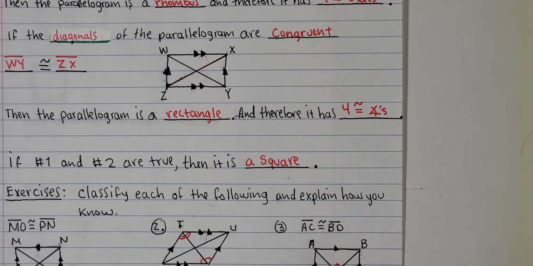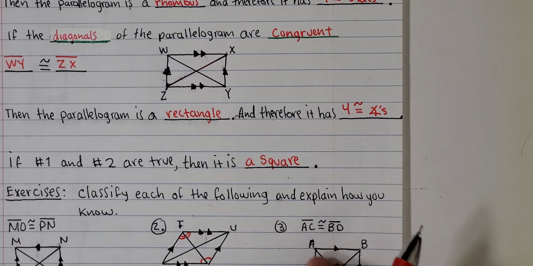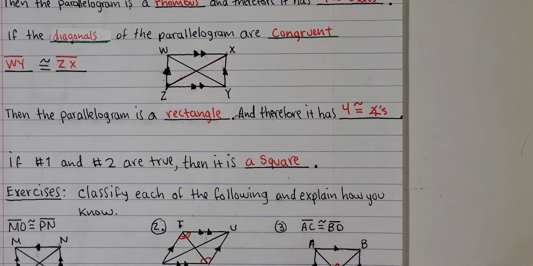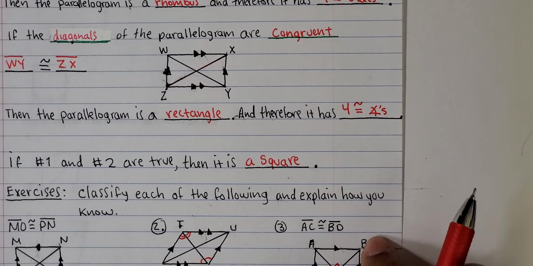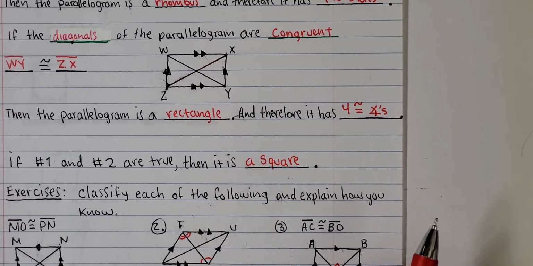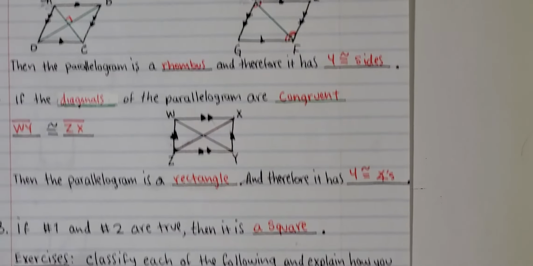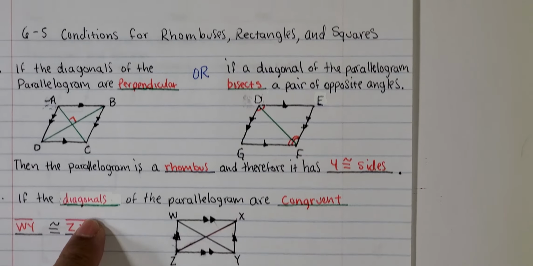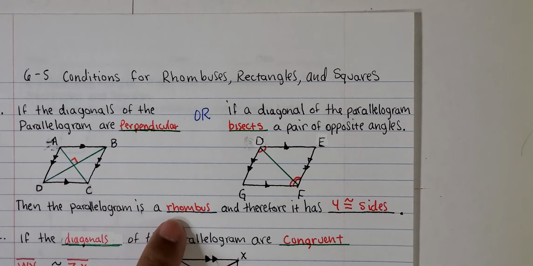On example number three, we're given that AC is congruent to BD. Okay, so these two diagonals are congruent. So far we know that this one is a rectangle, that's given to us, but something else we need to see on the diagram is that when the diagonals intersect, they form a right angle, which means the diagonals are perpendicular. So we have diagonals congruent, which makes it a rectangle, and diagonals perpendicular, which makes it a rhombus.